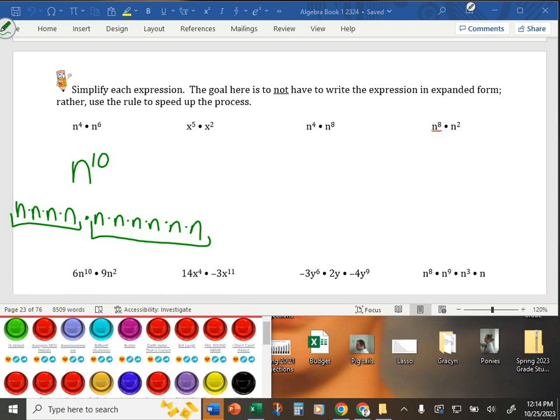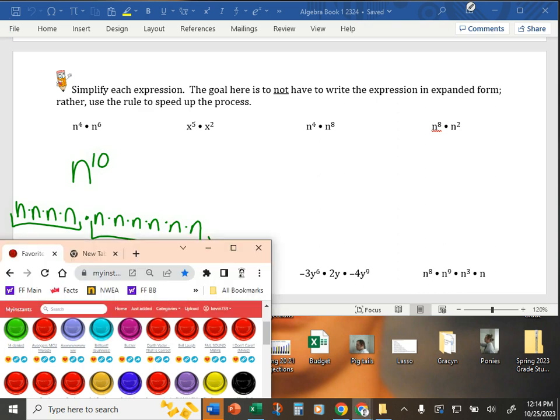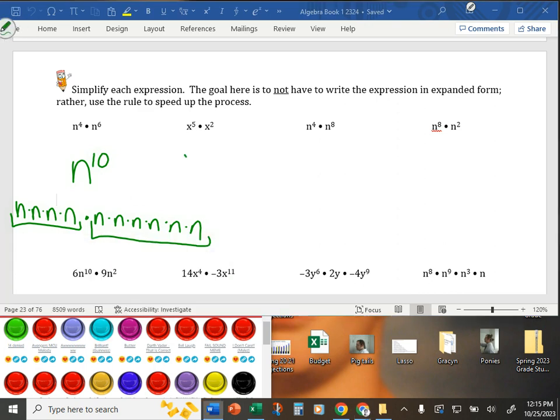Adrian, fantastic. What did you come up with? X to the 7th. X to the 7th is correct. 5 plus 2, right? Again, no coefficients here. Question or answer? I'm only taking questions now because we're going to go on to the next row where they get a little more complicated. Which one would you like to do together on row number 2?